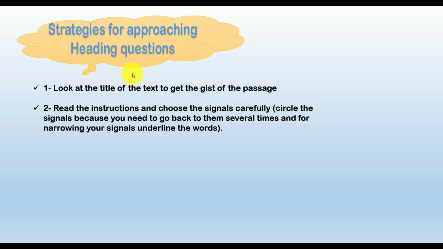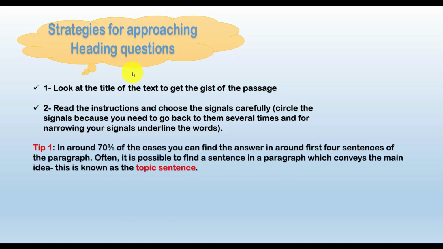Number two, read the instructions carefully. Instructions are very important. Choose your signals or keywords, circle them, and narrow your options. You need to sometimes narrow your options, and in order to do this, underline the words. Okay, and now let's go on to our tips.